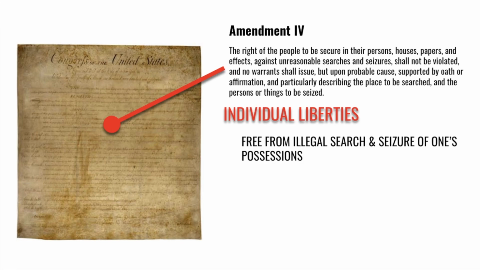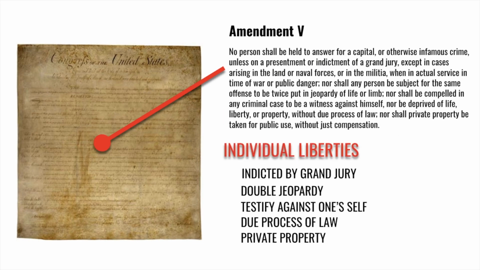The Fourth Amendment protects us from illegal search and seizures, that you need to be safe in your possessions and your valuables, and the government must present a probable cause to search or seize your possessions. The Fifth Amendment is a long list of individual liberties. In regards to capital crimes, you need to be indicted by a grand jury. You are protected from double jeopardy. You're protected against testifying against yourself. You are guaranteed the due process of law, and you have the rights to private property.